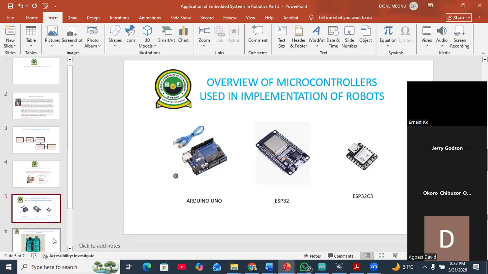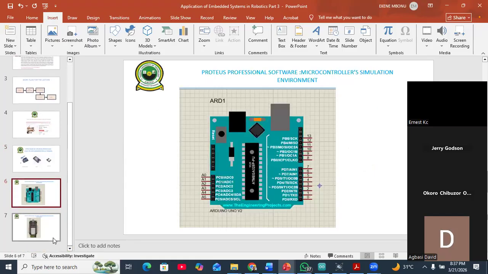So these microcontrollers can be simulated. I'm talking from the practical point of view. You can actually design a project with them and simulate it before your construction. We're just going to do something practical this night. So we start with Arduino Uno.